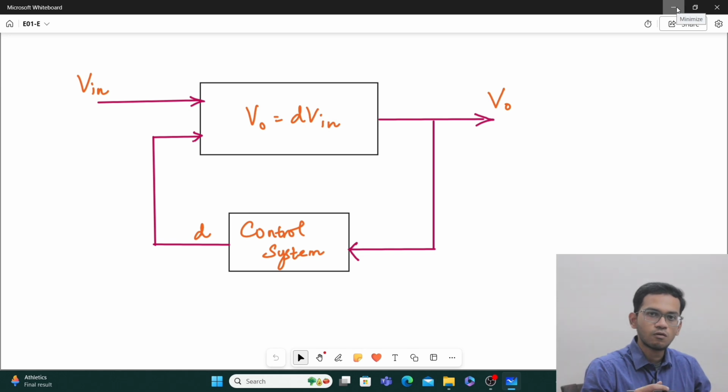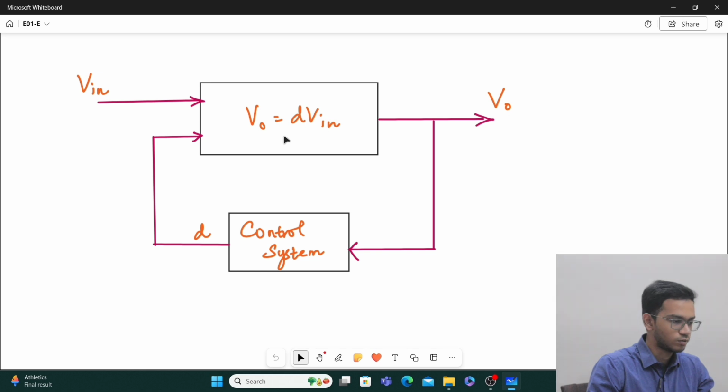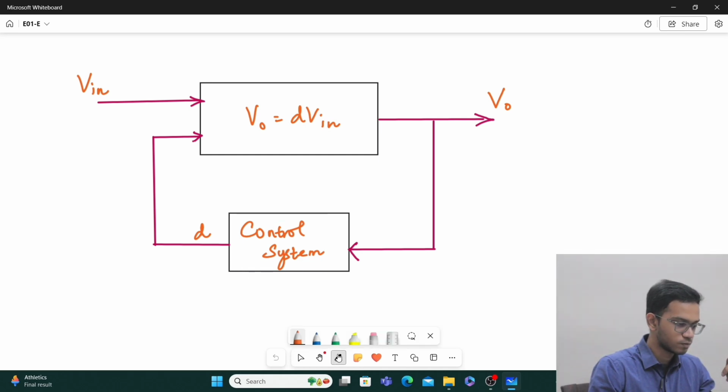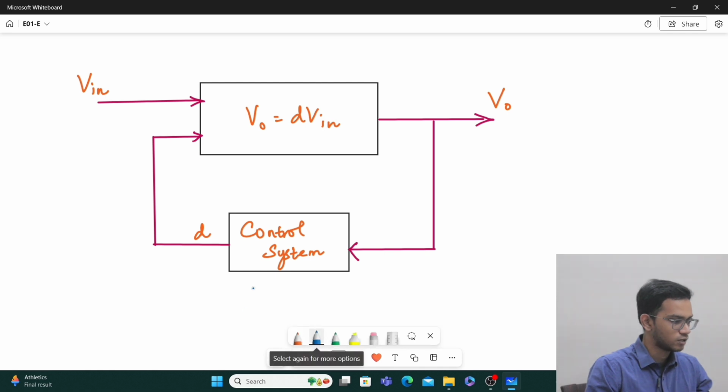In this video, we'll be seeing how a closed loop buck converter basically works. On the screen, I have a black box which depicts the behavior of a buck converter. And at the bottom, I have a black box which depicts the behavior of a control system, since this is closed loop operation.